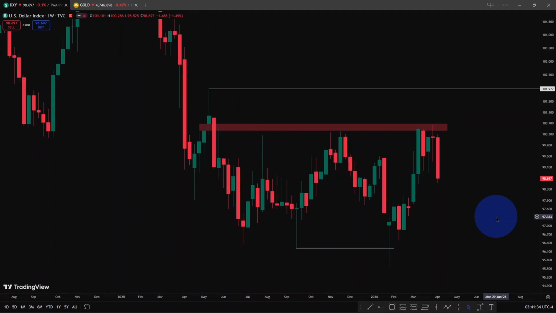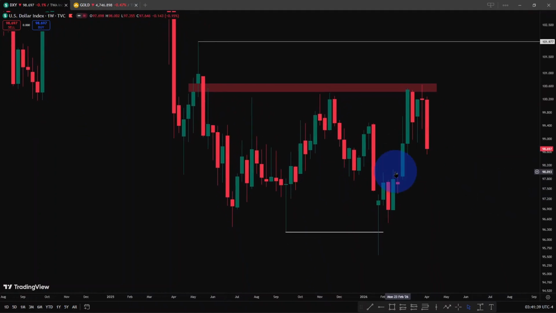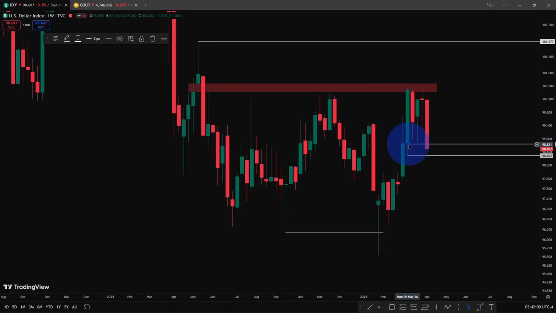We have a very close inefficiency here as the draw on liquidity. We have a draw on liquidity here. We have this old inversion fair value gap. But let me have this here. We have this here. Oh, come on. So we have this inefficiency here, and the idea is the markets are going to return here.